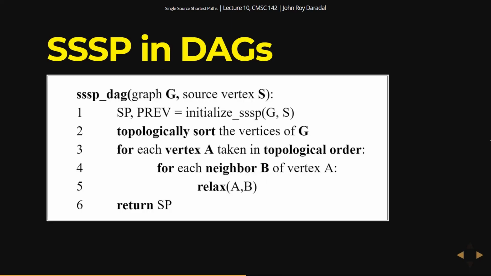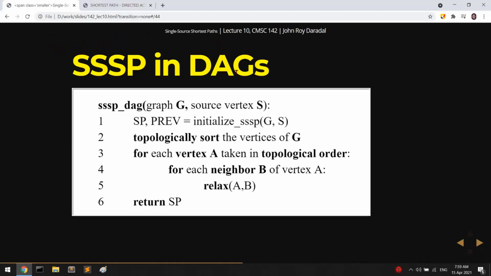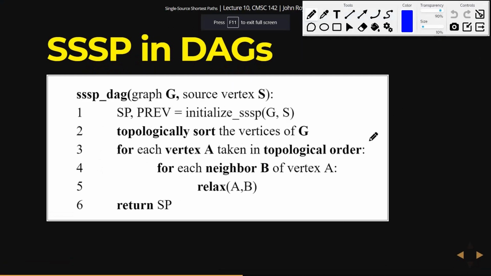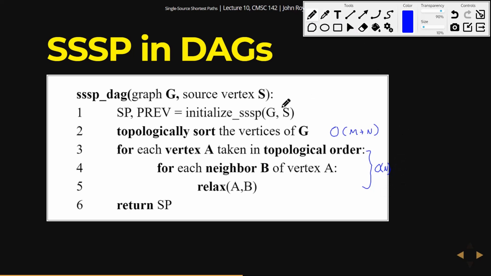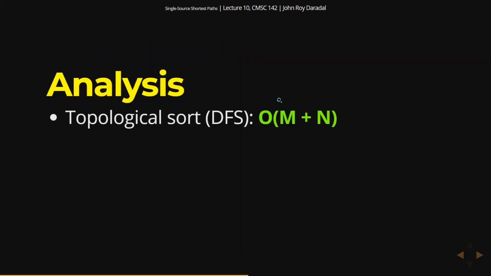So for the analysis, topological sorting, remember that this runs in O of m plus n, right? Because this just uses DFS. And then for each vertex taken in topological order, this is O of n, because it's each vertex. And then we're looking at each neighbor of A. So all in all, we're also looking at each edge once, right? Because you're checking each neighbor of the vertex that you're currently looking at. So that would be m plus n, and then plus m, and then plus n. So all in all, the total would be m plus n still. Okay, so topological sort is m plus n.